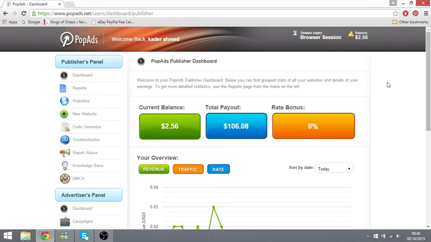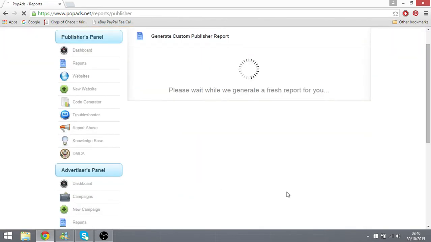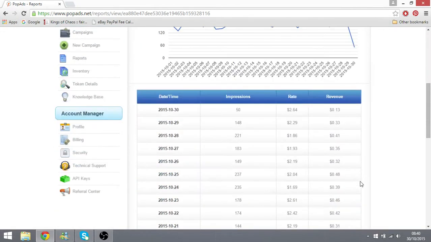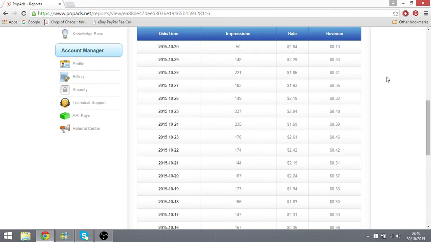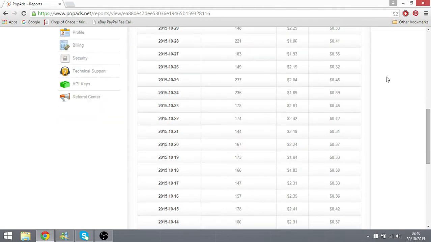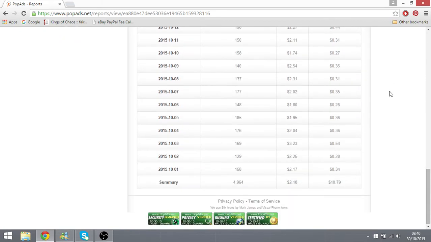So I'm going to show you what the basic CPM rate is for most sites. I don't get a great deal of traffic on the website, but I'll show you my CPM earnings anyway. This is this month, which is October 2015. I get roughly 30 to 40 cents earnings per day from roughly 200 unique visitors, which is pretty good, I think.